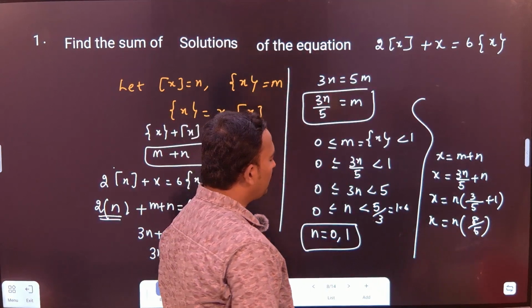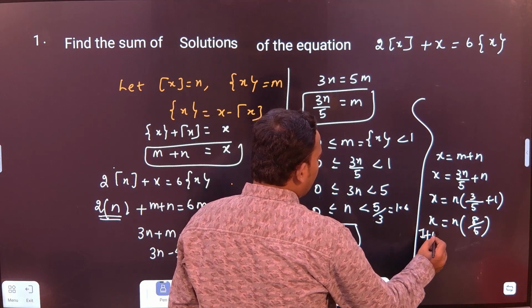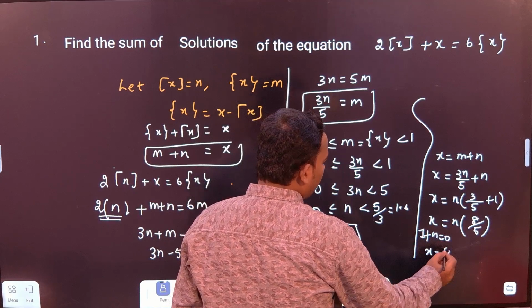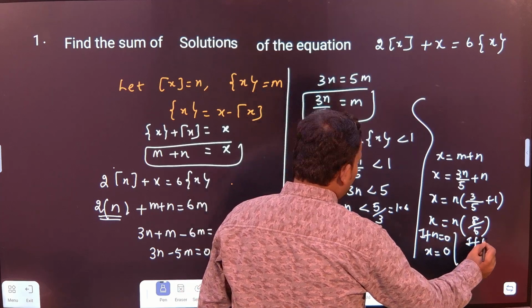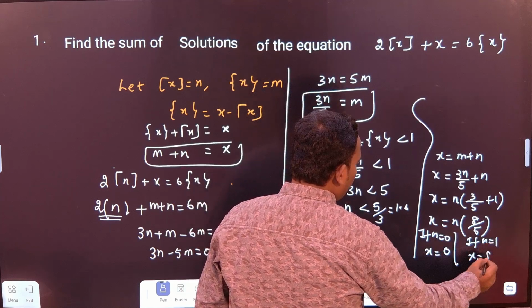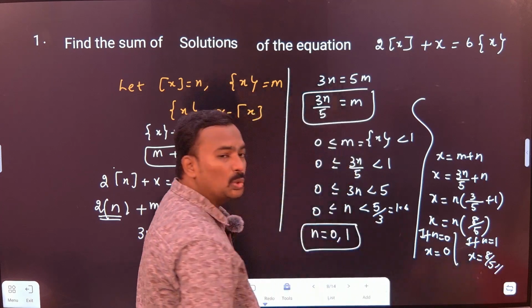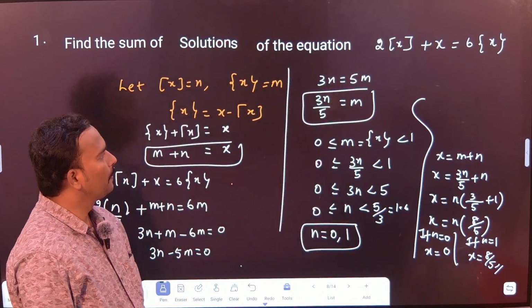So what are the n values possible? Suppose if you take n is equal to 0, x is equal to 0. Suppose if n is equal to 1, x is equal to 8 by 5. These are the two real solutions possible.